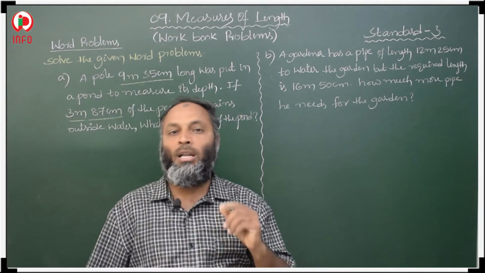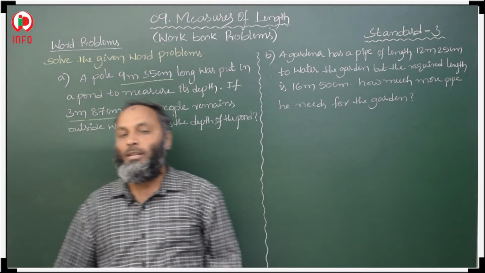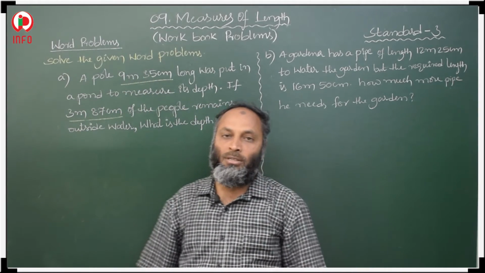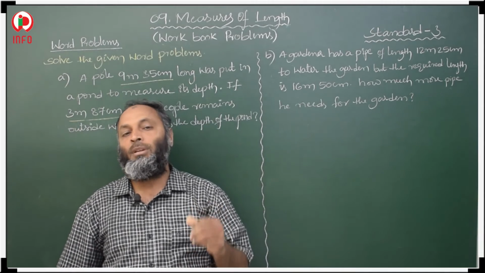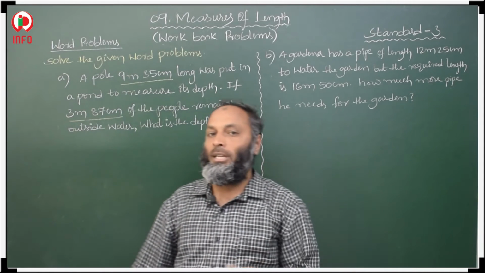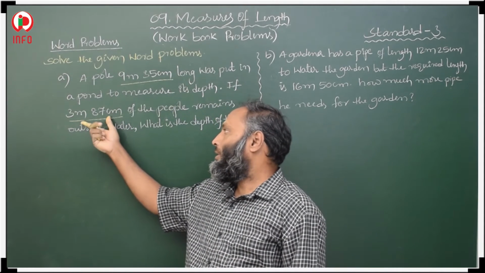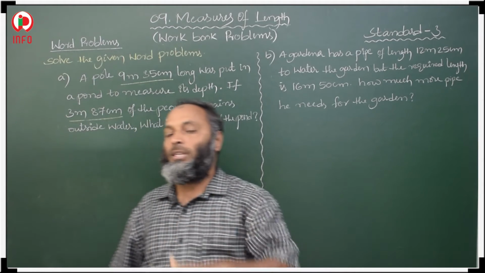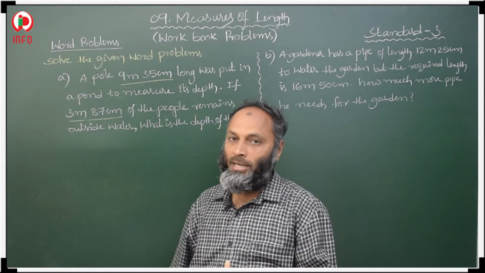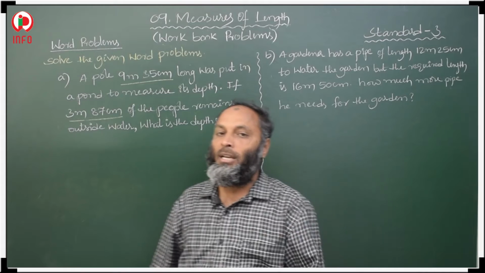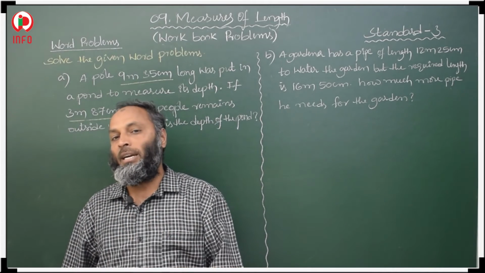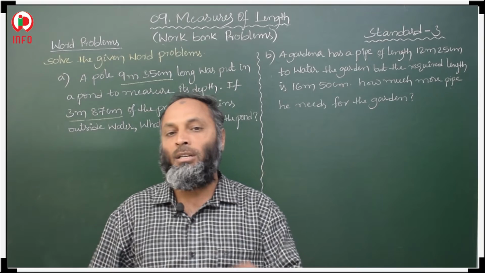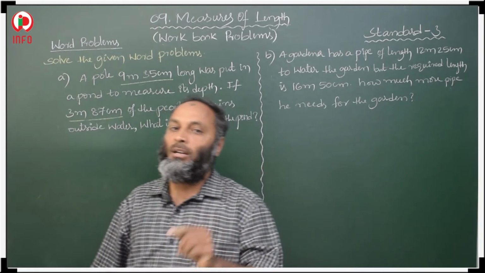Here the total pole length is given. What is the total pole length? 9 meters and 35 centimeters. If they kept this pole inside the pond to measure depth, 3 meters 87 centimeters of the pole is outside. This means the remaining part is inside, and whatever part is inside is nothing but the depth of the pond.